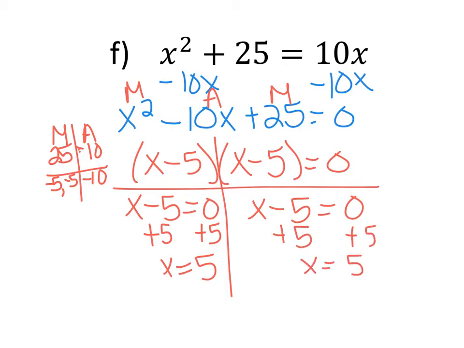Now, because the roots are the same, I only have to write it once. If you're wondering what that would look like, let's say that dash is 5, it would look something like that. It would only touch in one spot.